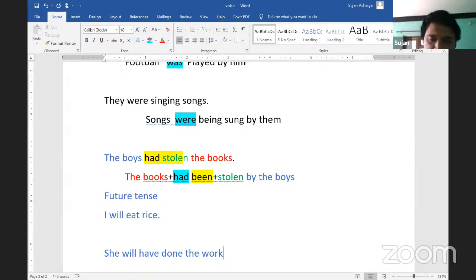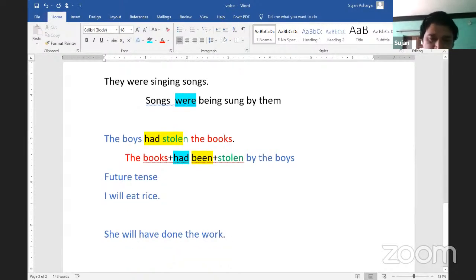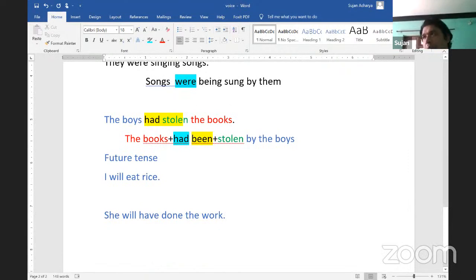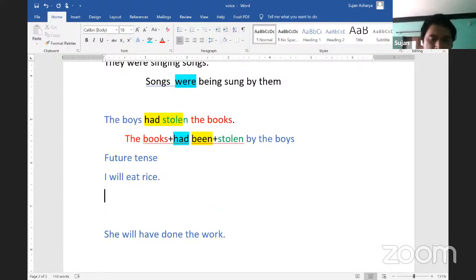She will have done the work. Of future continuous, future perfect continuous, no passive. I will eat rice. Again V3 form. By me.